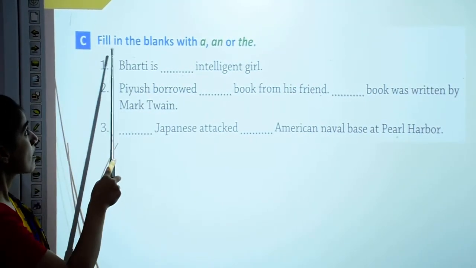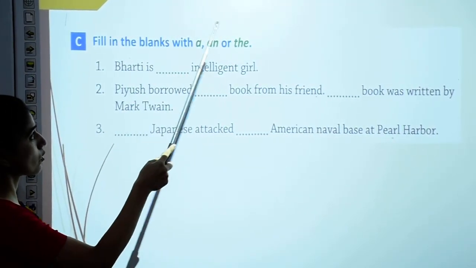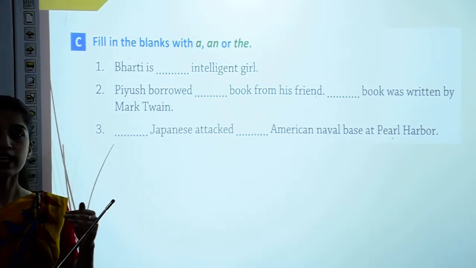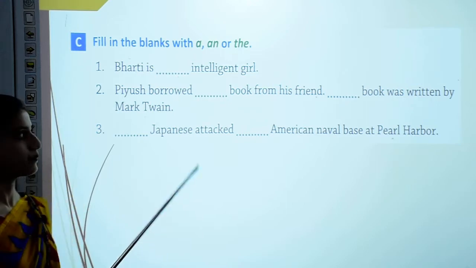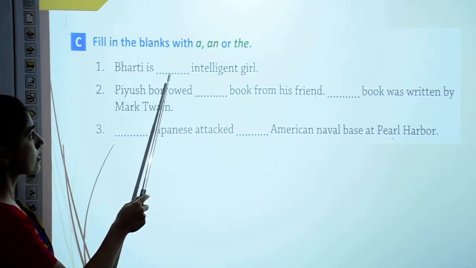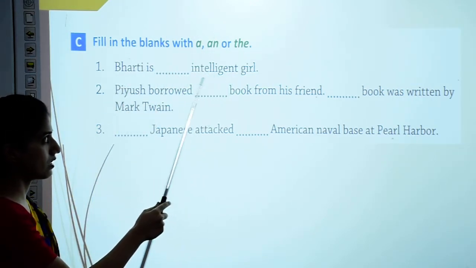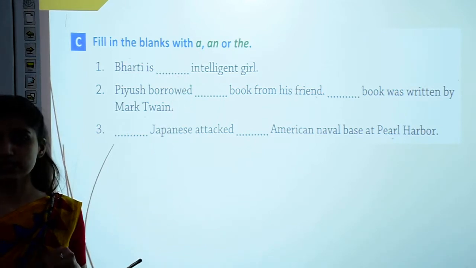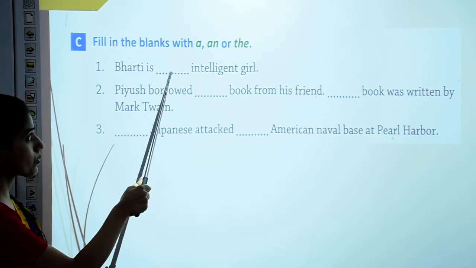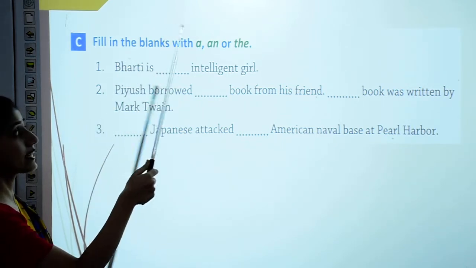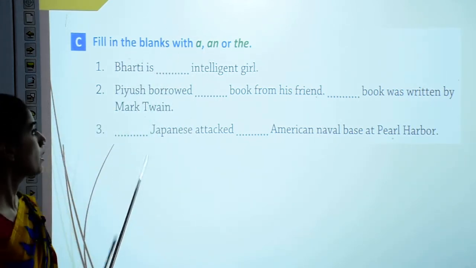See the exercise: fill in the blanks with a, an, or the. You have to fill it with the correct article, either a, an, or the. "Bharti is dash intelligent girl." Intelligent, a vowel sound is coming, that is why an will be used. Bharti is an intelligent girl.